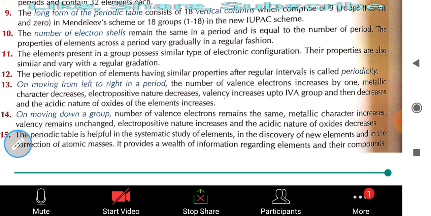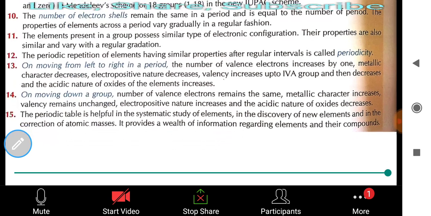On moving down a group, the number of valence electrons remains the same. Metallic character increases, valency remains unchanged, electropositive nature increases, and the acidic nature of oxides decreases. So if you see, in a period and in a group, there is a contradiction. You can easily memorize it by remembering that their characteristics are opposite to each other.